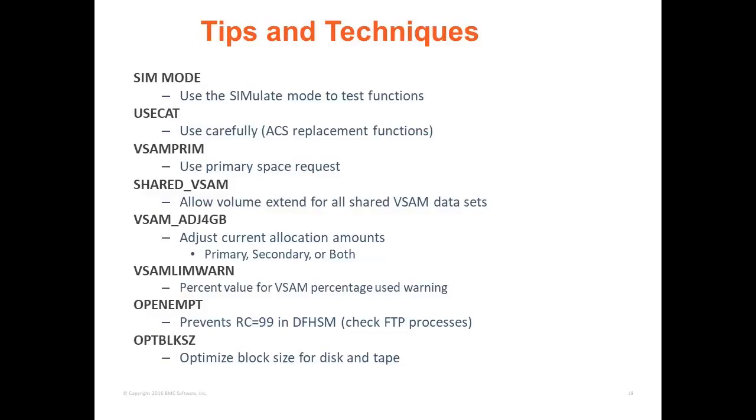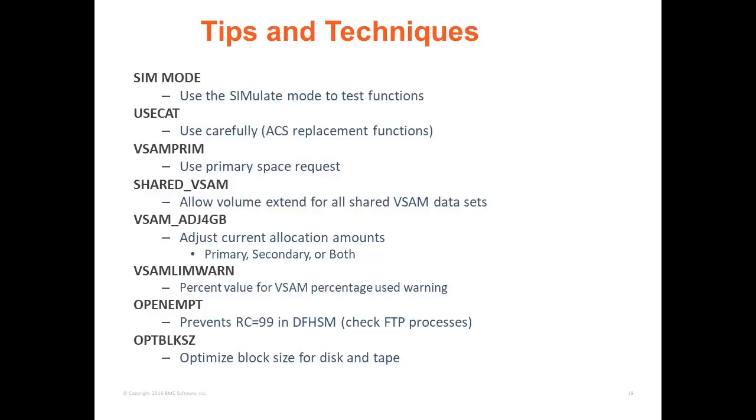VSAM prime is useful for a volume switch of the VSAM datasets in order to use the primary allocation size instead of the secondary. This global option does not apply to DB2 and multi-stripe datasets. Shared VSAM is almost a must to code in the global PARMs in order to volume extend VSAM datasets that are shared, including DB2 datasets. The default value of this PARM is yes.